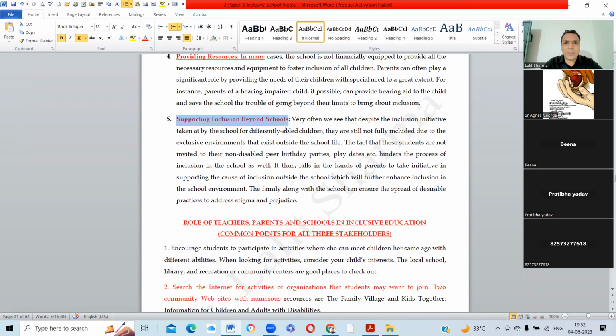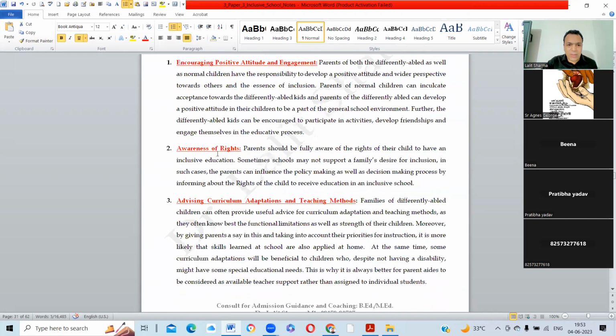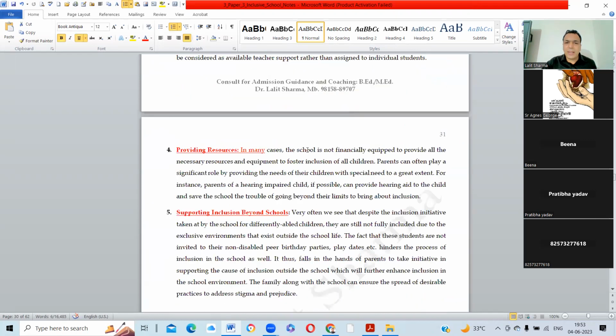Sometimes even the parents don't know. Okay, think about the Taare Zameen Par movie. Have you seen the movie Taare Zameen Par? There was one student, I think Ishaan, who was suffering from the problem of dyslexia. Even the parents were ignoring it. So there is a need for parents here. Look, awareness of the rights, encouraging positive attitude and engagement, right?